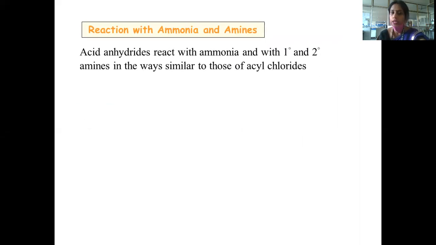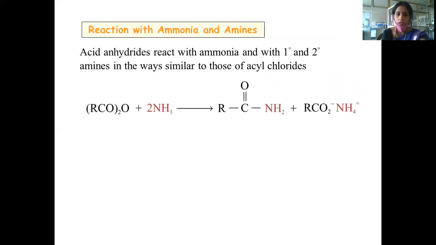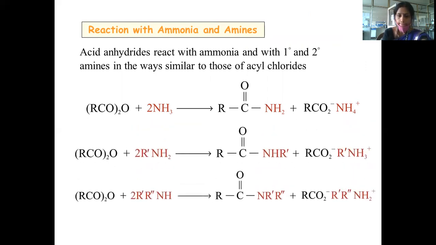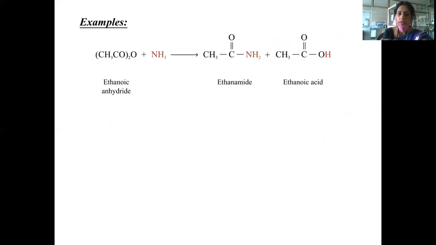Then the reaction with ammonia and amines is very much similar to that of acyl chloride. So we get the amide and a salt. Some more examples are also given over here.